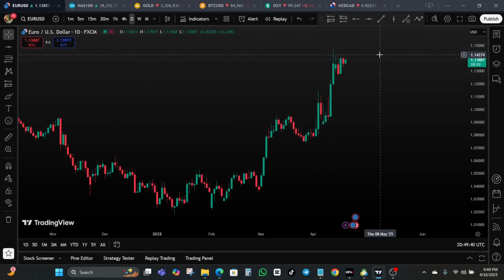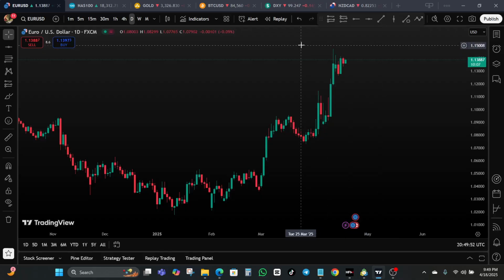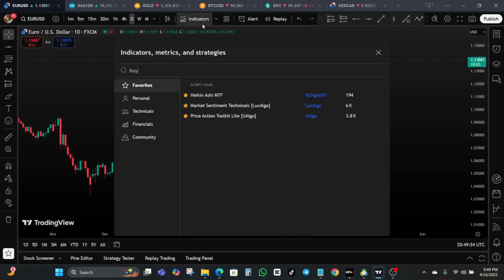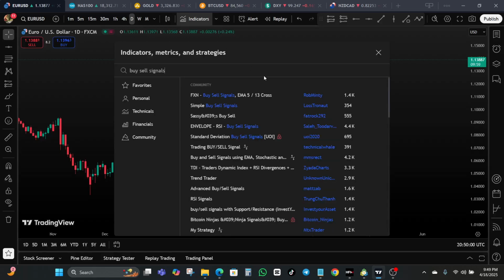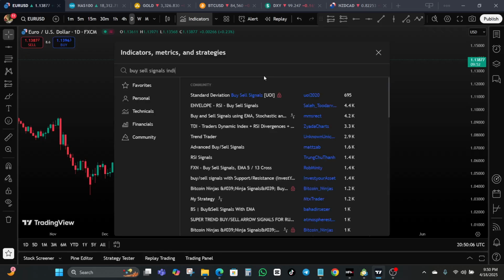Let's get the exact indicator. TradingView has a lot of indicators available, so I just want to be sure that I'm selecting the right indicator, the buy sell signals indicator.